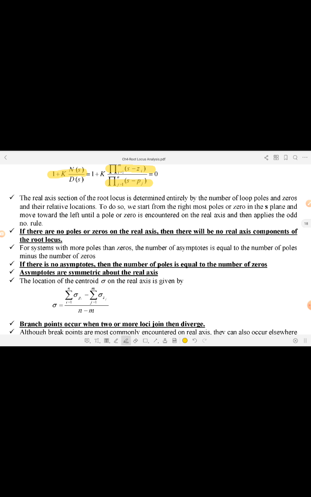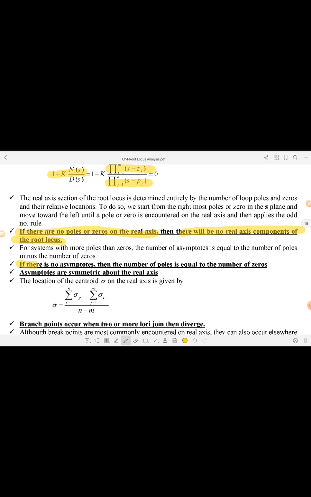Okay, the next note: if there are no poles or zeros on the real axis, then there will be no real axis components that are part of the root locus. And this is true because the total number of poles and zeros to the right hand side of any test point will always be even, and since it will always be even, this means that there will be no real axis segments that are part of the root locus.